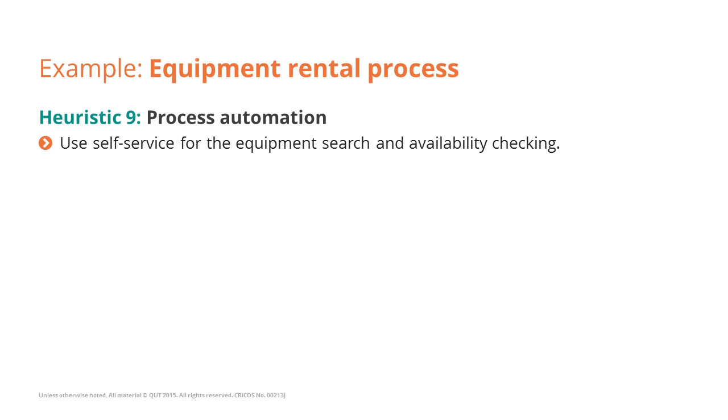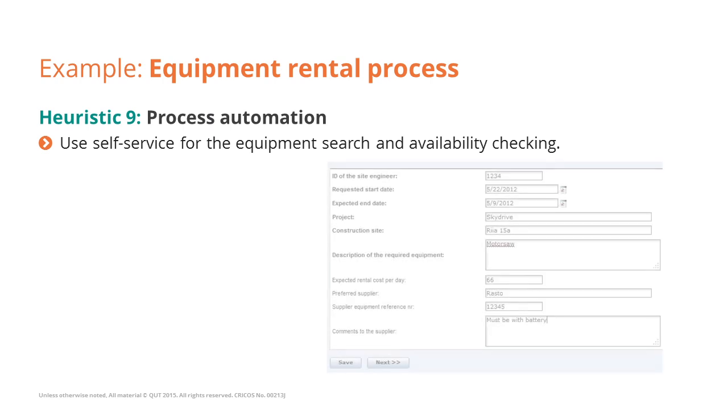Heuristic 9 tells us that we should consider automating the process. For example, by introducing self-service, that could be an improvement idea that will allow the site engineer to directly consult the catalogs of the suppliers to make the selection and the availability check of the equipment, and in a few clicks be able to also create the corresponding rental request, and that will then be routed to any other stakeholders that are involved in the process.